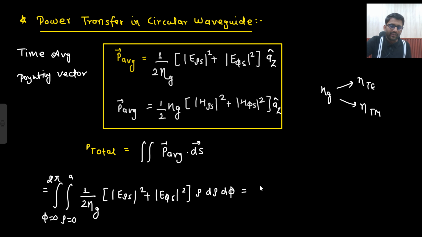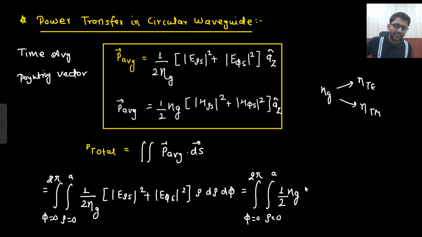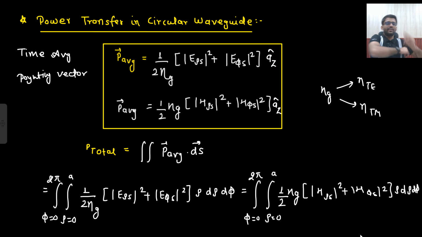And a similar thing you can write down here also: rho goes from 0 to a, and phi will go from 0 to 2 pi. Similar thing you can write down for our H field as well. So 1 by 2 into eta g, H rho s plus H phi s, rho d phi. Now the thing is, in rectangular waveguide we wrote the expression for dominant mode.